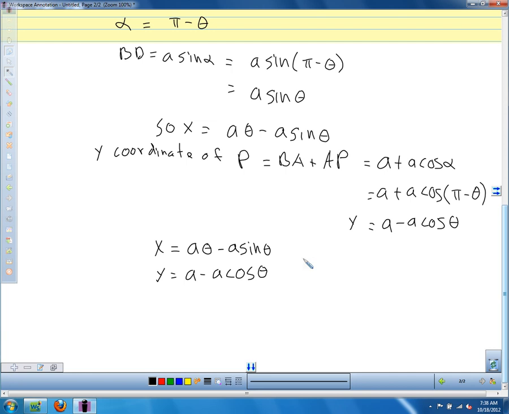And we could simplify, we could factor this a out here, but this is our set of parametric equations where theta, the parameter, is the angle through which our circle has turned. So let's look at, I have a nice little animation, I found a website that has nice animations of different kinds of cycloids.